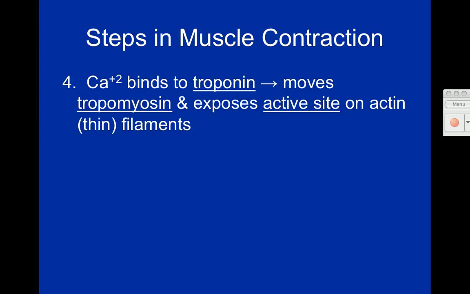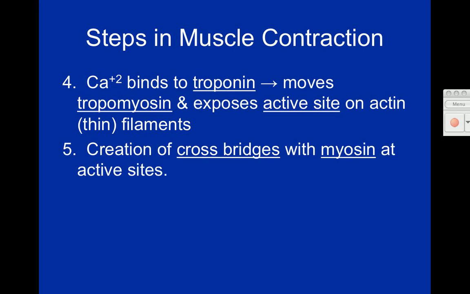And what it does is it binds to the troponin. Remember those little clips? Well, what it does is it moves that tropomyosin out of the way when the calcium is bound, and it exposes the active site on those actin filaments. With those active sites exposed, we get cross-bridging with myosin, and we get then the pivoting of that myosin head, which kind of pulls the thin filaments in towards the center of the sarcomere.